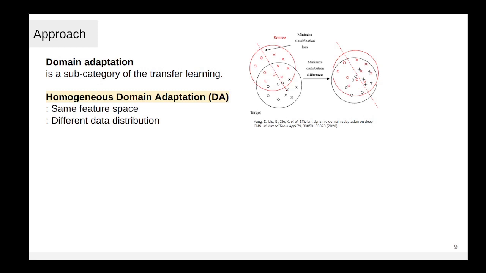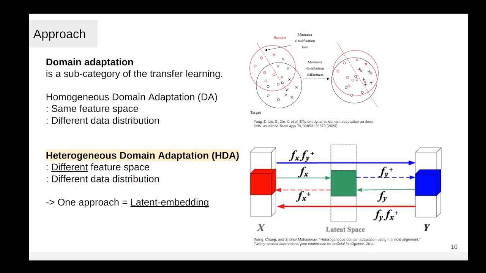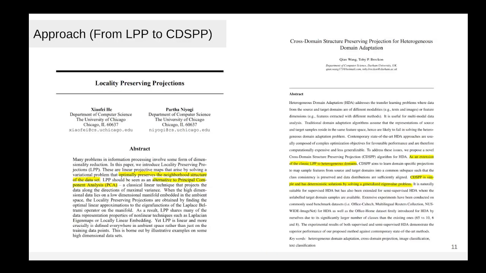So our approach is using domain adaptation, which is a subcategory of transfer learning. The typical domain adaptation is homogeneous domain adaptation, which supposes the same feature space but different data distributions. However, in our case, we have to use heterogeneous domain adaptation, which supposes different feature spaces and different data distributions. One approach is using latent embedding methods. And here is our baseline model. We use cross-domain structure preserving projection for heterogeneous domain adaptation.